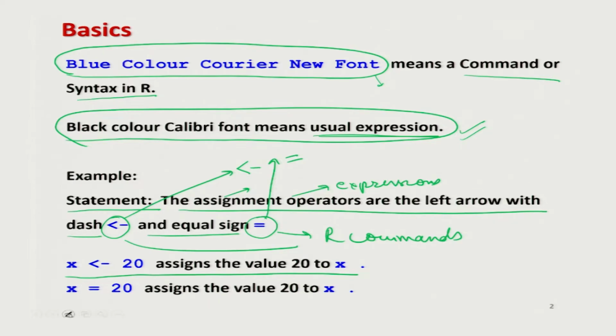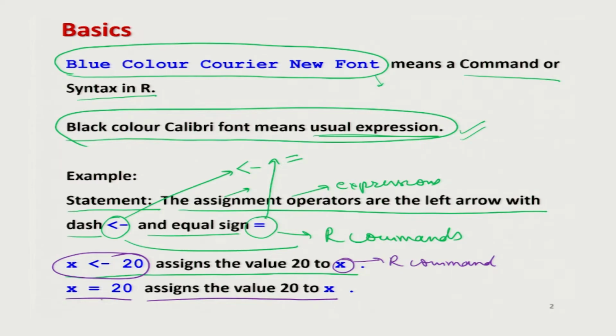So this means here, now I am changing the color of my pen. This x less than dash 20, if you write it as a statement in the R software, means that this is assigning the value 20 to x. x is my R command, something which you have to type inside the R software. And the same thing you can also write as x equal to 20, which assigns the value 20 to x.